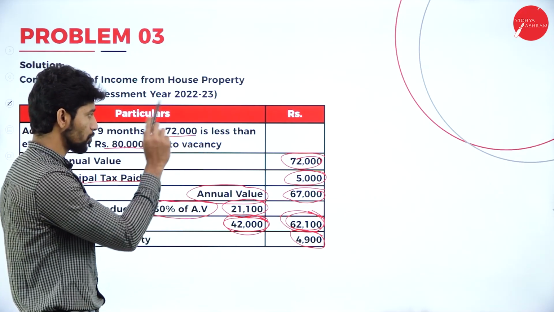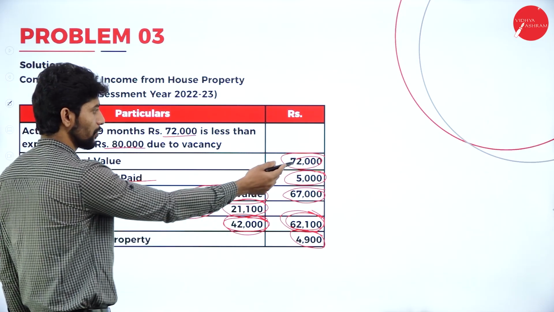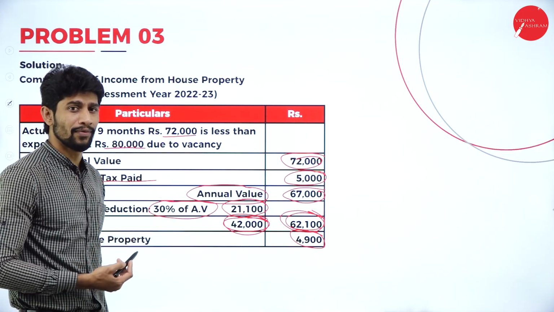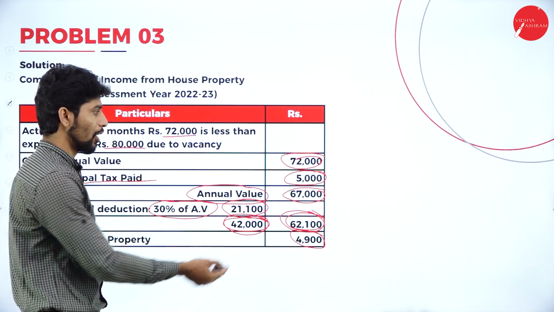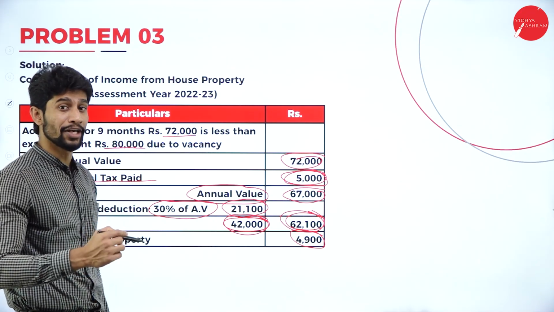So first we are supposed to take the actual rent and the expected rent, and whatever the rent received is going to be the gross annual value. So from gross annual value less municipal tax of rupees 5,000, you'll get the balance. That balance 67,000 is called annual value.